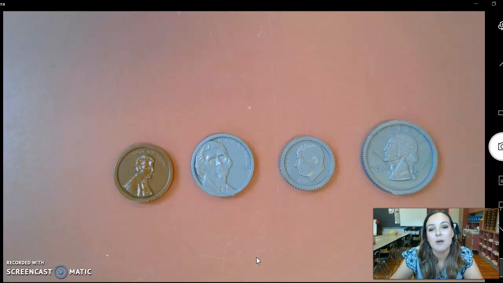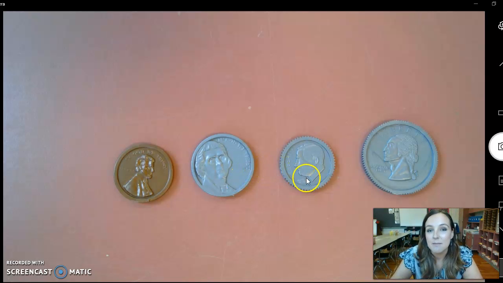To start with, I want to review with you what the coins look like and how much they're worth. The first coin here, this one that looks kind of brown, is the penny, and a penny is worth just 1 cent. The next coin we have is the nickel. I always remember the nickel because the edges of it are smooth, and the other silver coins have bumpy edges, you can see on the video. So the nickel is worth 5.